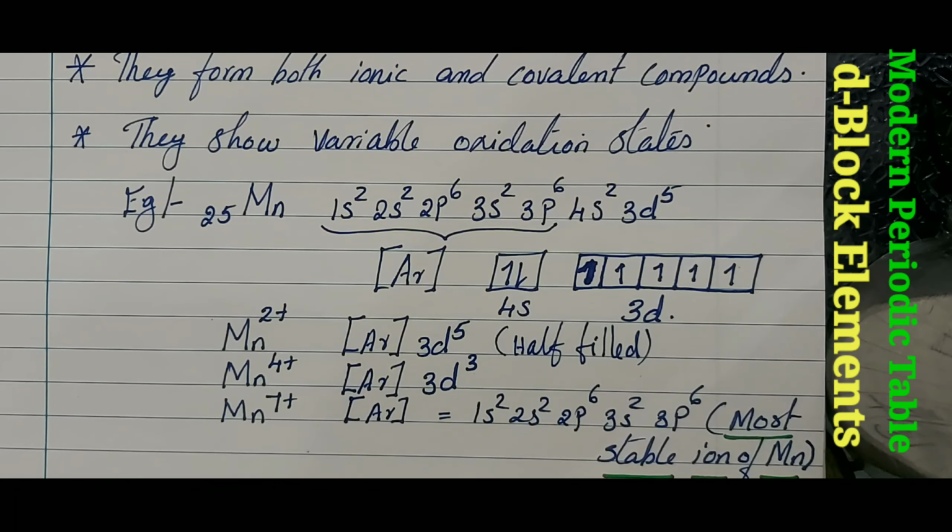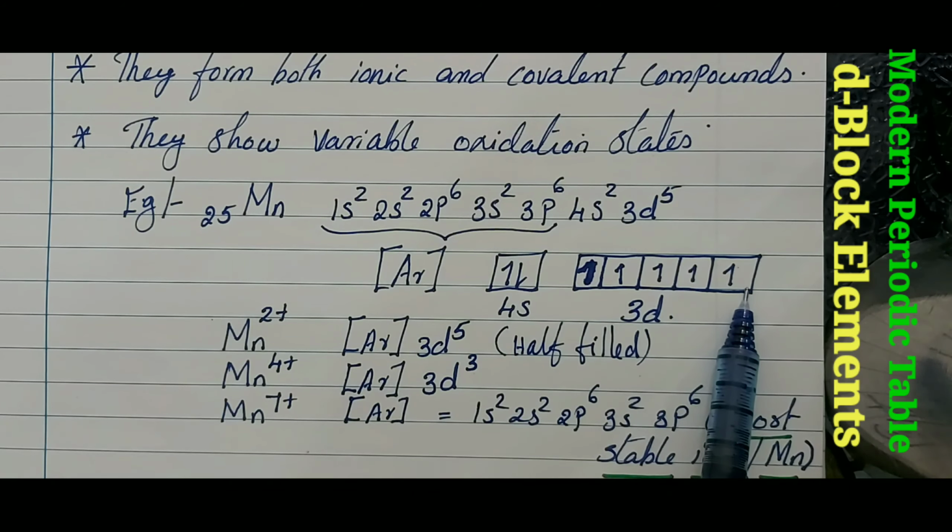Mn4+. What is the meaning of Mn4+? 2 electrons from 4s and 2 electrons from 3d have been removed. Now only 3 electrons are there in 3d. That's why argon 3d3. Now Mn7+. What is the meaning? It can lose all these 5 electrons and these 2 electrons, so a total of 7 electrons lost. Understand one thing: first the electrons will go from the 4s, then the remaining will go from the 3d. So these 2 plus these 5, total 7 electrons lost.